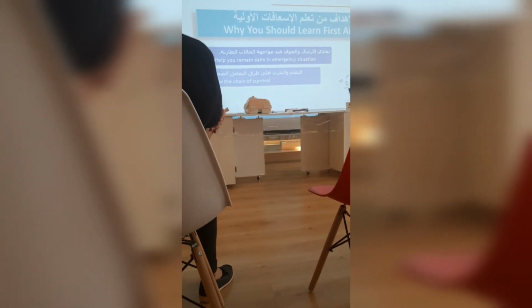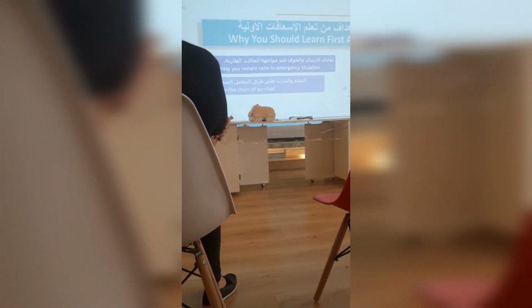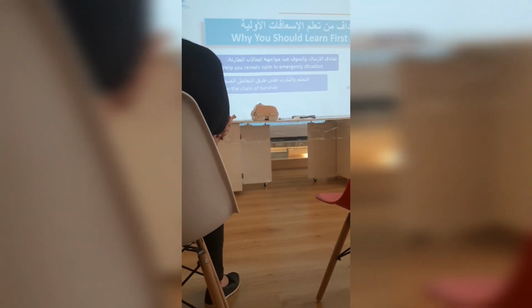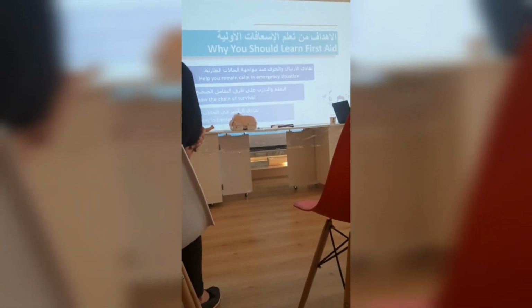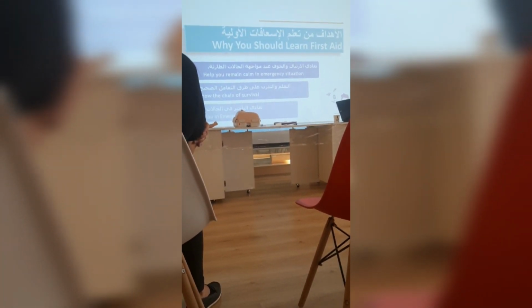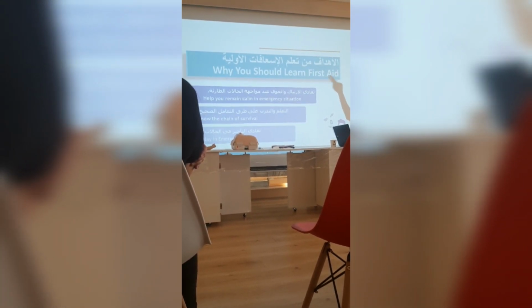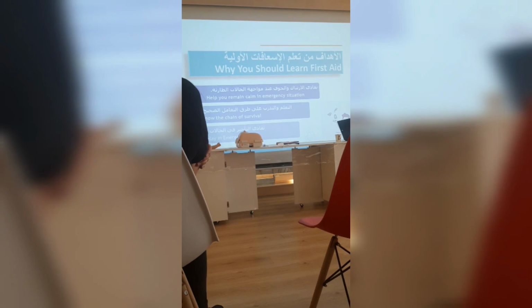Number one, make sure the scene is safe. Number two, check the response. Are you okay? Are you okay? We are going to learn these things, but just to explain to you what the chain of survival is. Then the third aim is to avoid any delay in emergency situations. For example, if you are in a location with a second floor, you need to run within 10 seconds to be there. So, to avoid any delay in the emergency situation, that's why we learn first aid.